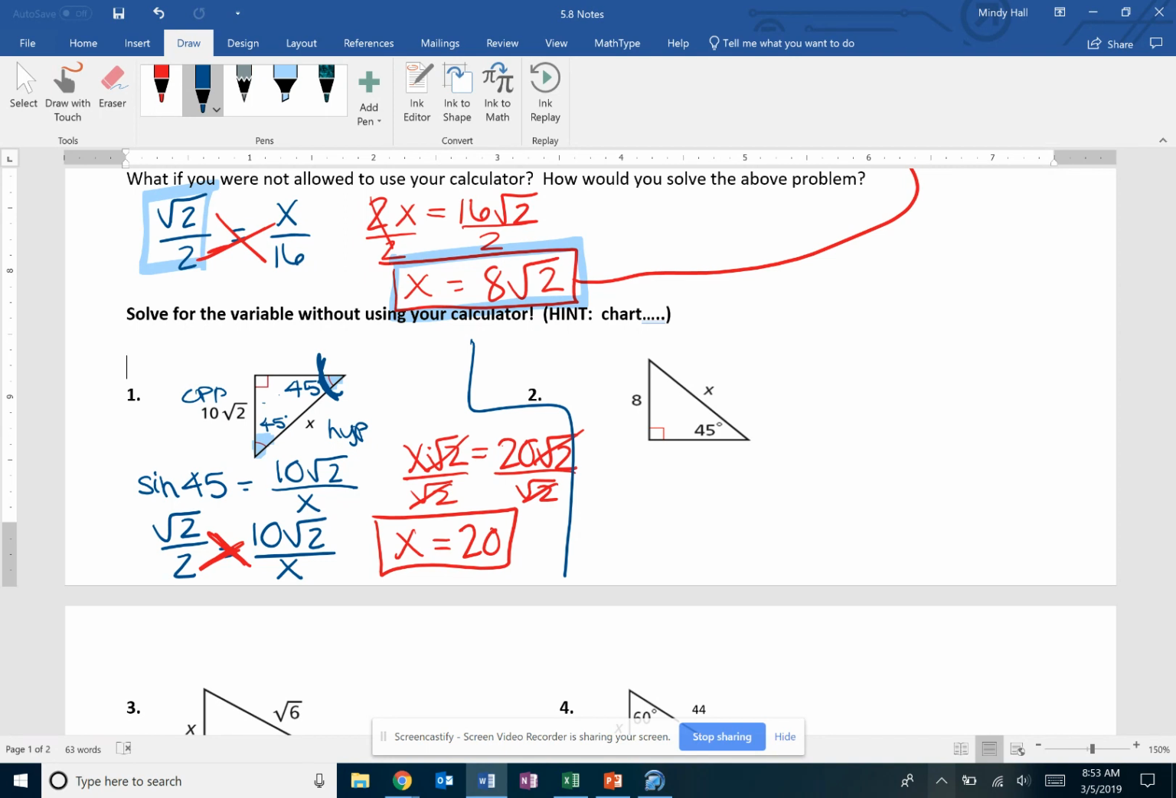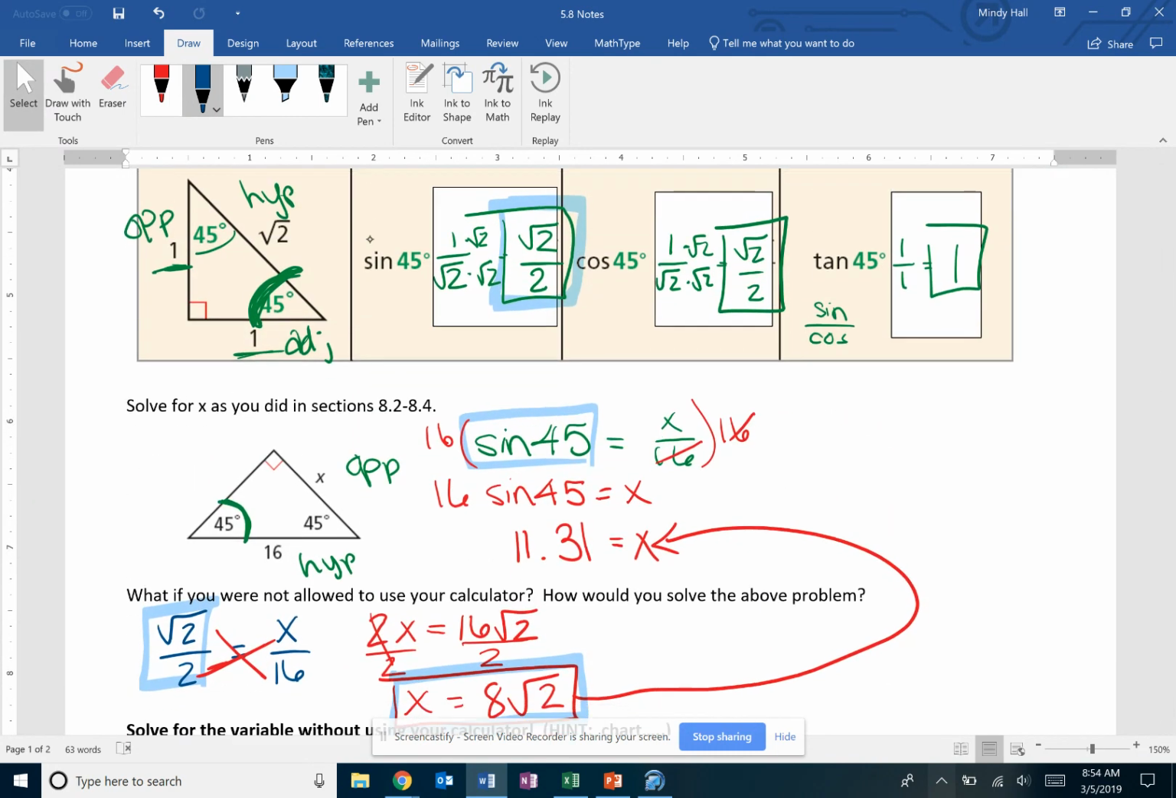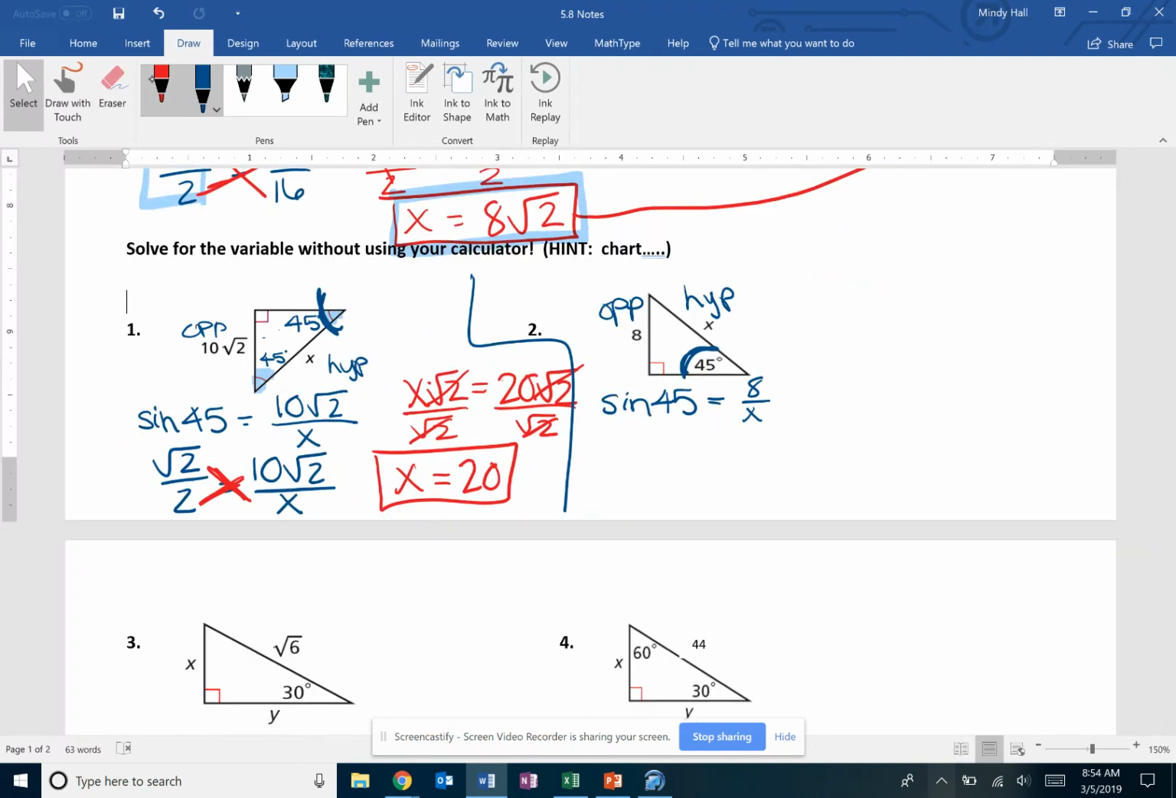Okay, so for number 2, we have another 45, 45, 90. So it doesn't matter which 45 angle we base it off of, but since they labeled this one, I'm just going to use that one. So we have sine of 45 equals opposite over hypotenuse, so 8 over x. Sine of 45, remember, I don't have my calculator handy right now. So sine of 45, you're going back to your chart, or if you haven't memorized, you just know it's square root 2 over 2. So square root 2 over 2 equals 8 over x.